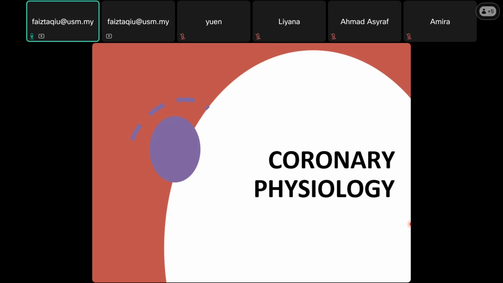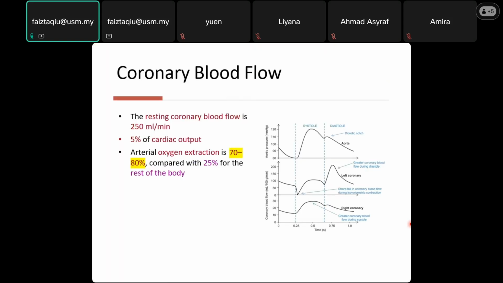Okay, next we go to coronary physiology. The resting coronary blood flow is 250 mL per minute. As I said earlier, it is 5% of the cardiac output. It has high oxygen extraction. Arterial oxygen extraction is 70 to 80%, compared with 25% for the rest of the body. The heart has the highest. Second.